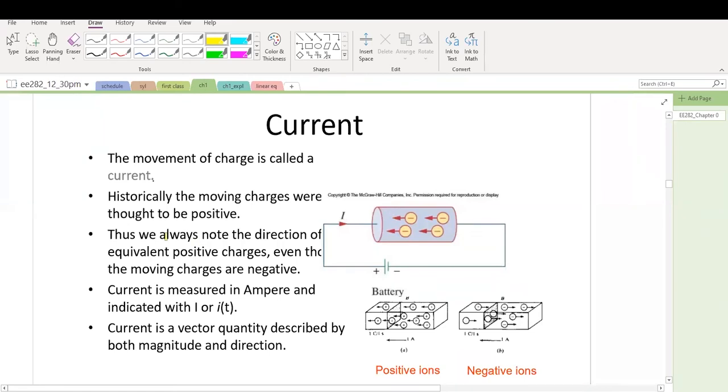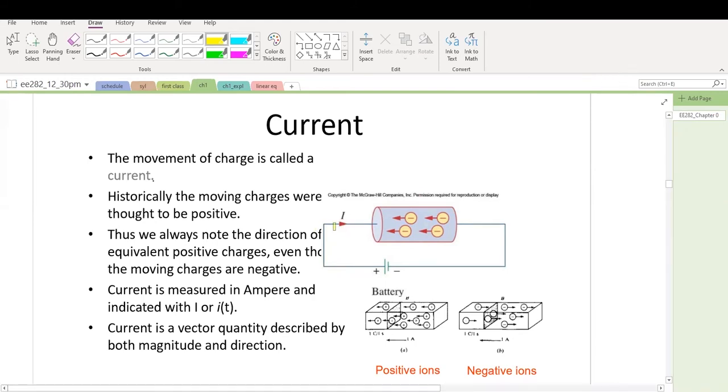Current measures the movement of charge in a conductor. Historically, people thought that current is caused by the movement of positive charge, which is actually not the case. Actually, the movement of electrons causes the current. So, when we talk about current, we talk about the direction, in which direction the current will flow, and also the quantity of the current, how big or how small the current is.